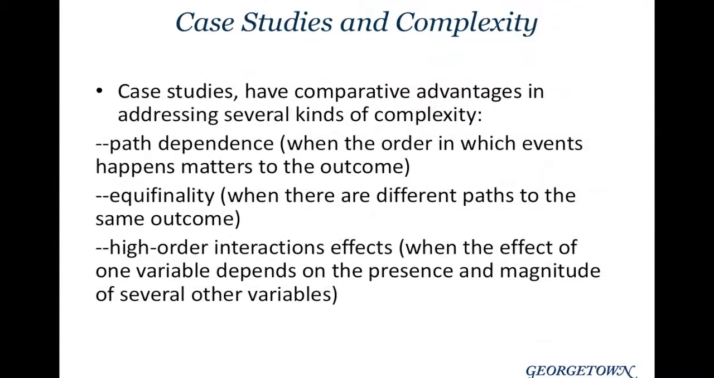Okay, so one advantage of case studies is that they can get at certain kinds of complexity better, or at least in different ways, from other kinds of research methods. And I want to single out 3 different kinds of complexity. In particular, we'll talk some more about these when we talk about typological theorizing. So one form of complexity is what we call path dependence. Path dependence is when the order in which things happen makes a difference to the ultimate outcome.